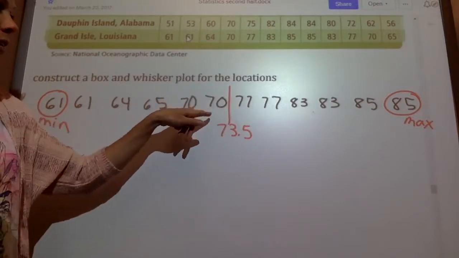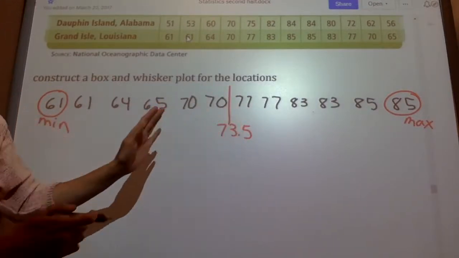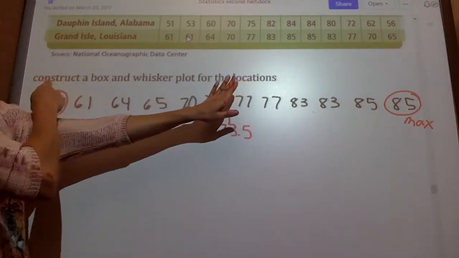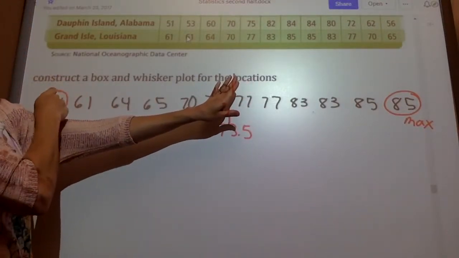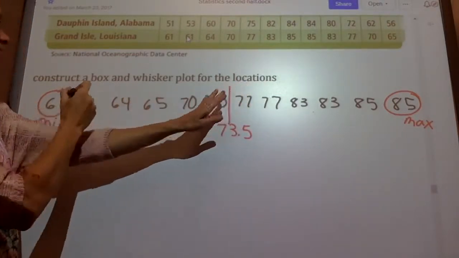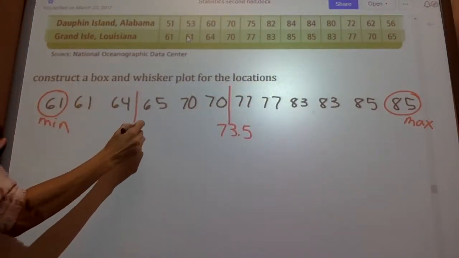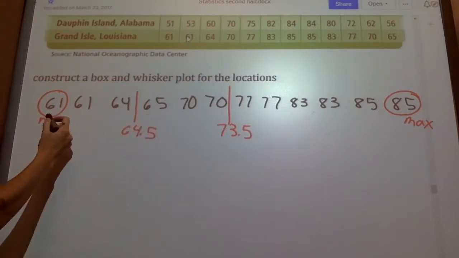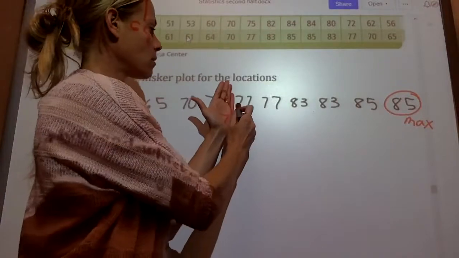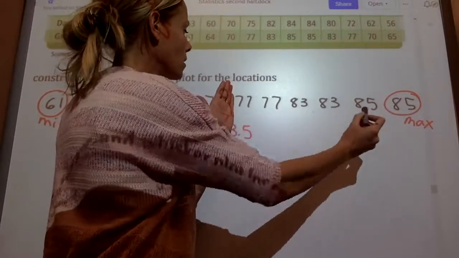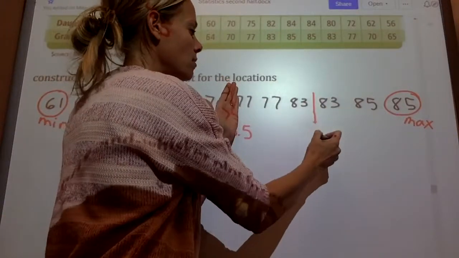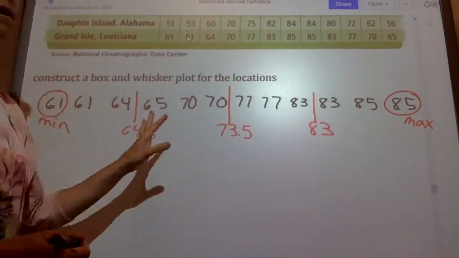Now, when you're doing the lower half and upper half, you never include this median, even if you circled it or found it. So my lower half is going to be these 6 numbers. I include the min and max, but not the median. Where's the median of these 6 numbers? 64.5, because 3 and 3. And then my upper half, again, I'm not going to include the median. I have 6 numbers. Where does my median occur? 83, because 3 and 3. So there's my 5 numbers.